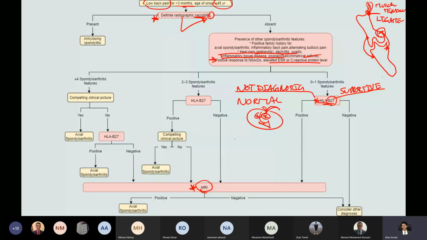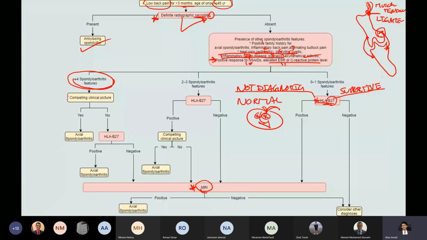We're going to start with the definite radiographic sacroiliitis. If the radiograph shows a frank sacroiliitis and this patient is diagnosed with ankylosing spondylitis, you don't need to do anything else. If the radiograph shows no sacroiliitis, then start looking for the spondyloarthritis features we have discussed before. Now, these features are 1, 2, 3, 4, 5, 6, 7, 8, 9, 10, 11. These are 11 features.